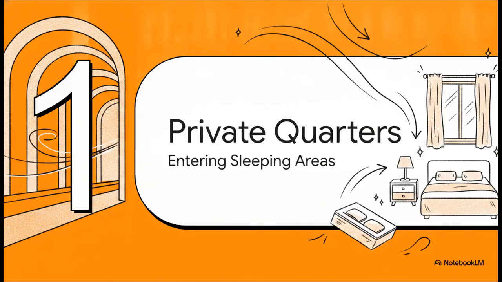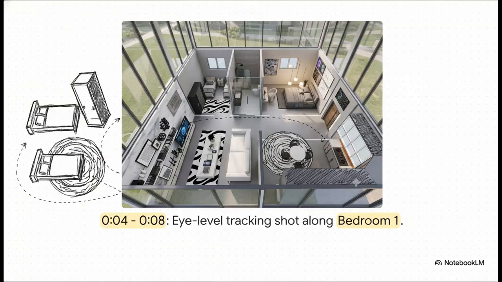Okay, let's break this down. Starting with section 1, entering the private quarters. Right at the 4-second mark, our camera begins an eye-level tracking shot along the first bedroom, over on the top left of our plan. Picture the camera drifting smoothly past the single bed, picking up the rich texture of that dark wardrobe. And check out the floor. That striking black and white swirl rug really anchors the room visually as we drift steadily towards the side window. We're capturing the exact layout and furniture placement here without ever bobbing up or down.